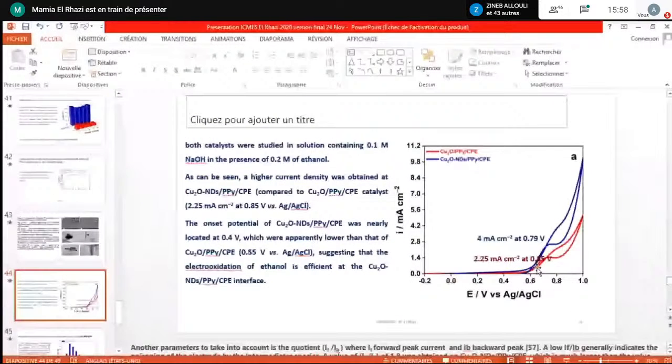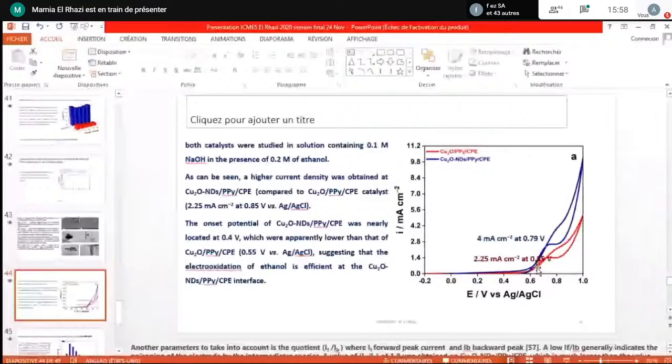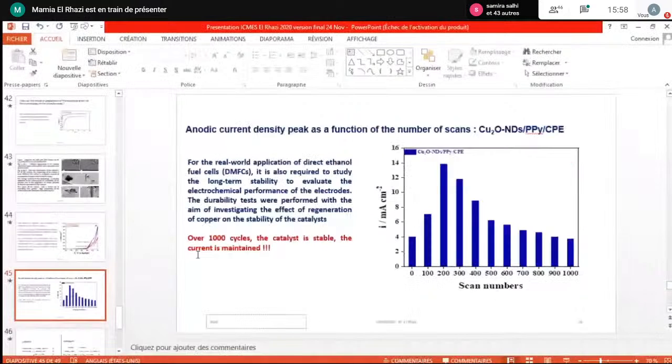And of course, for real-world application of direct ethanol fuel cells, it is also required to study the long-term stability and validate the electrochemical performance of the electrode. Here the durability tests were performed with the aim of investigating the effect of regeneration of copper on the stability of the catalyst. And here you can see that the current increases, and over 1000 cycles, the catalyst is stable and the current is maintained.